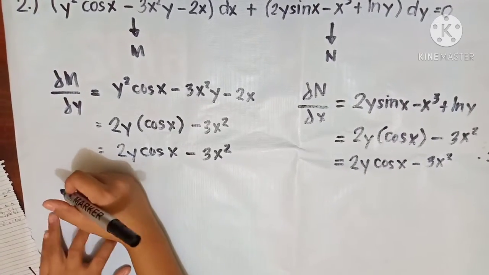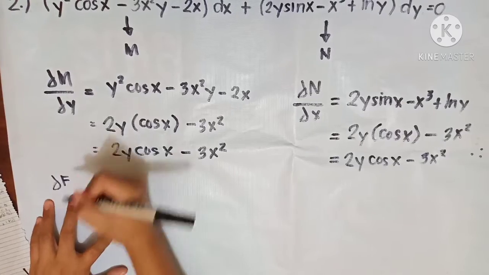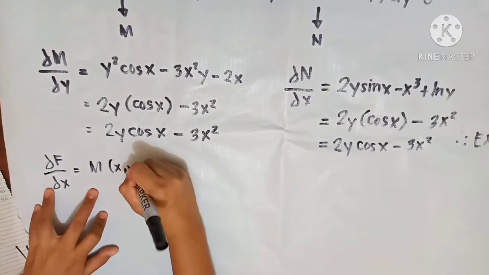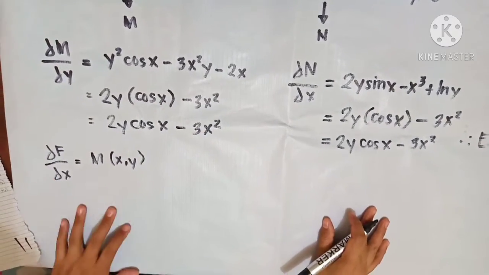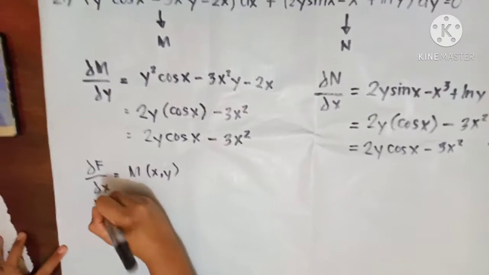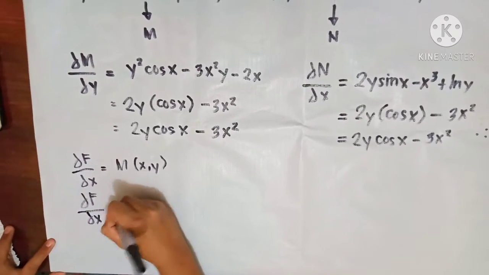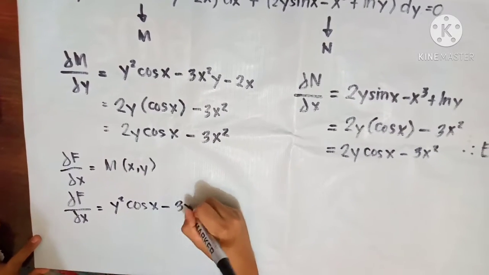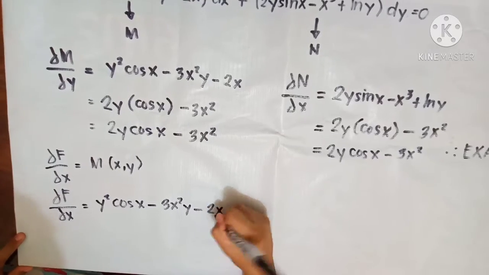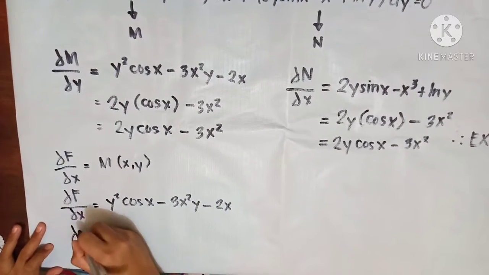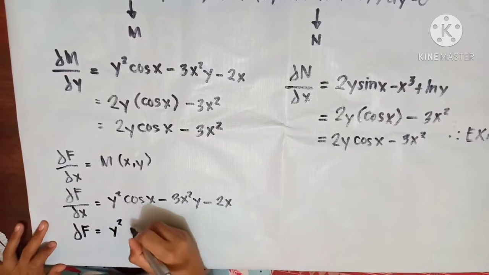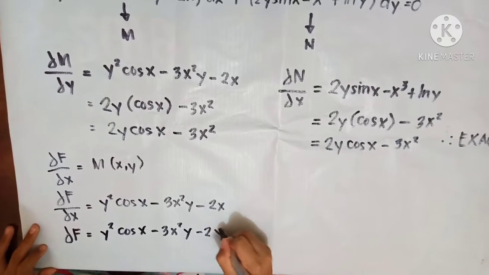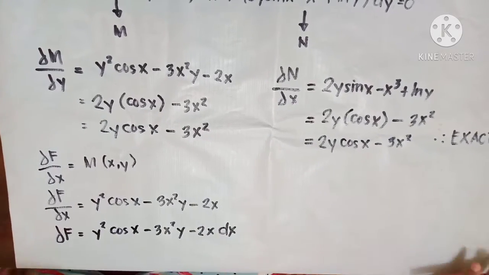Next, we will use the formula partial derivative of f in terms of x equals to m as a function of x and y to find the solution for the exact differential equation. So partial derivative of f in terms of x is equal to our m, which is y squared cosine x minus 3x squared y minus 2x. So we will cross multiply. We have partial derivative of f equals to y squared cosine x minus 3x squared y minus 2x dx, or partial derivative of f.